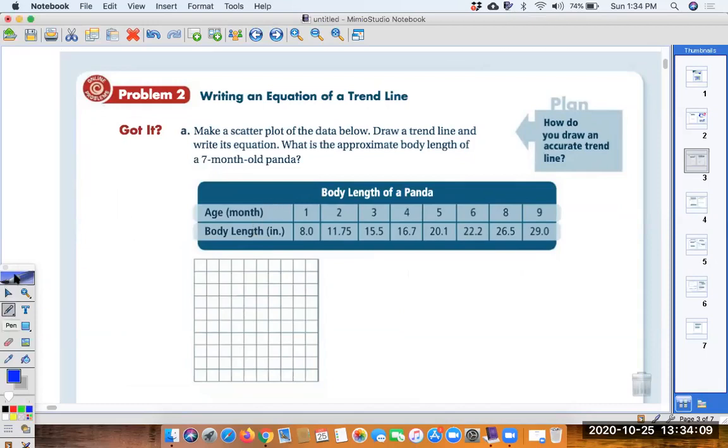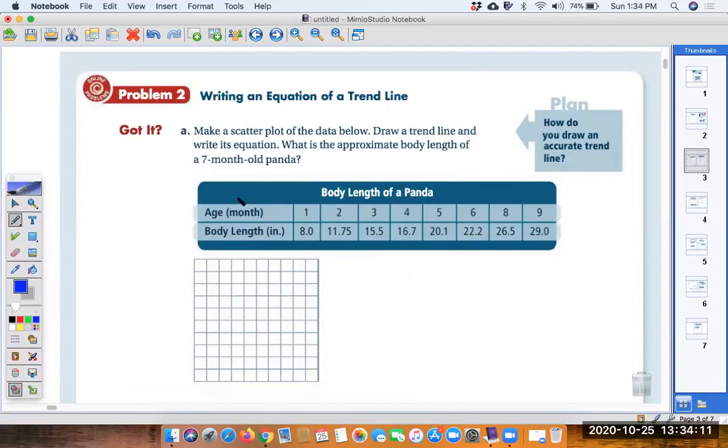Okay. So make a scatter plot of the data. Then you're going to draw a trend line, use a ruler, and then write the equation. And then we have to find, so let's look, what is this table about? Body length of a panda. So the top is your x's, your age in months. And the bottom, the y numbers, are the body length in inches. Yeah, they measure them at the zoo. They do a lot of stuff to those animals.